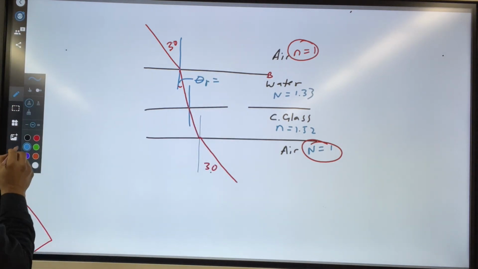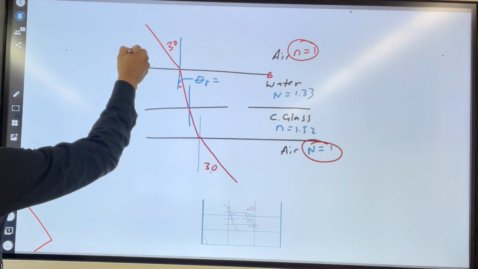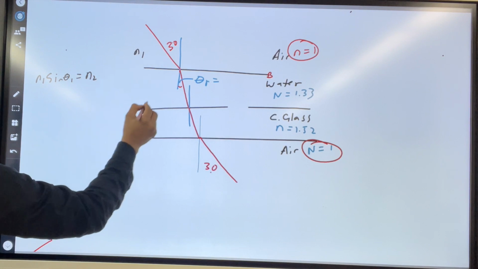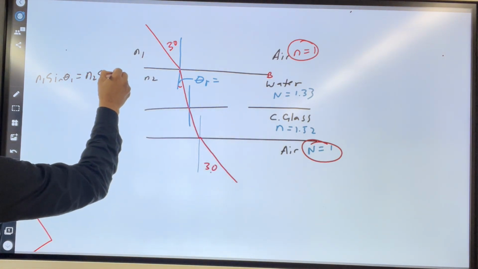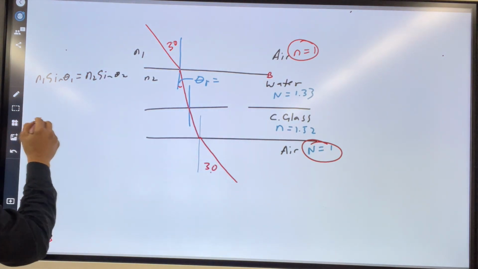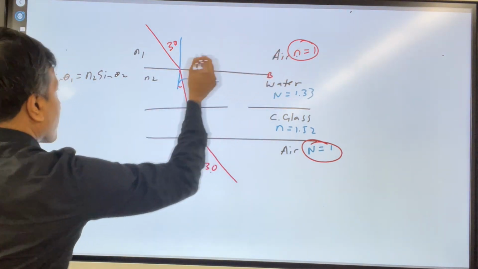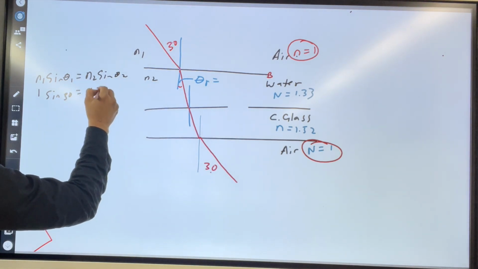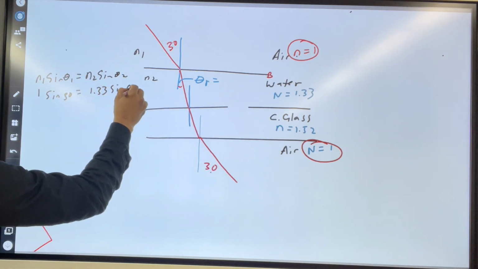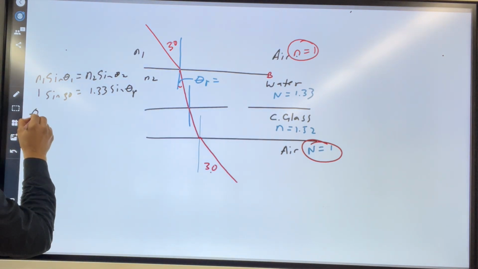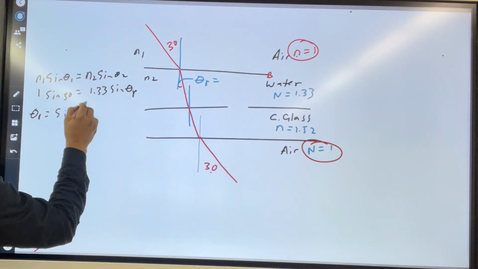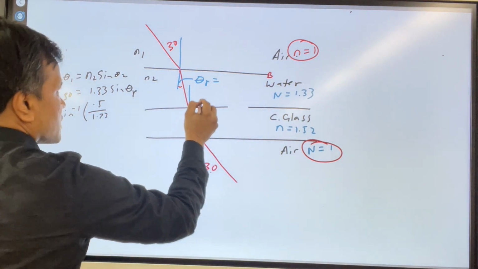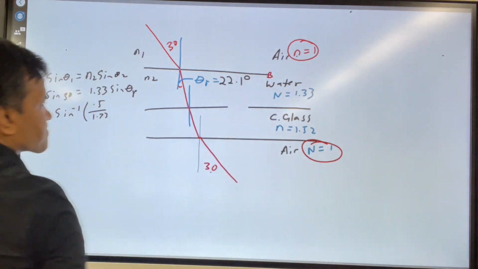Okay, so this is n1 sine theta 1 is equal to n2 sine theta 2. n1 is 1, sine 30 is equal to n2, which is 1.33, sine theta r. That's what we are trying to find. So theta r is equal to sine inverse of sine 30, which is 0.5, over 1.33. So this is 22.1 degrees. Okay.